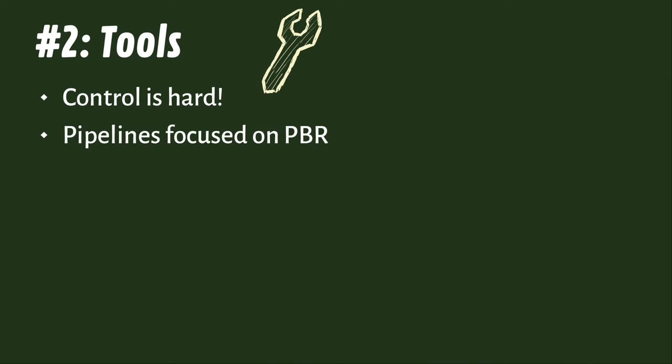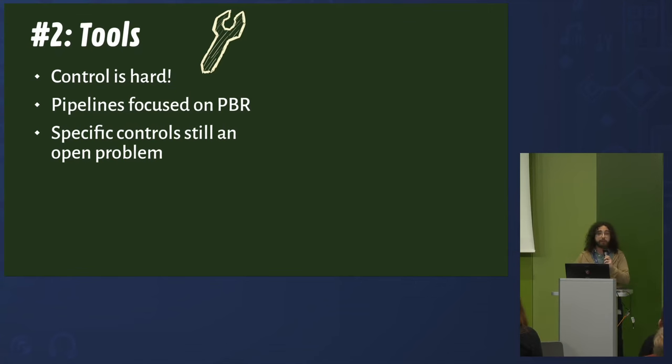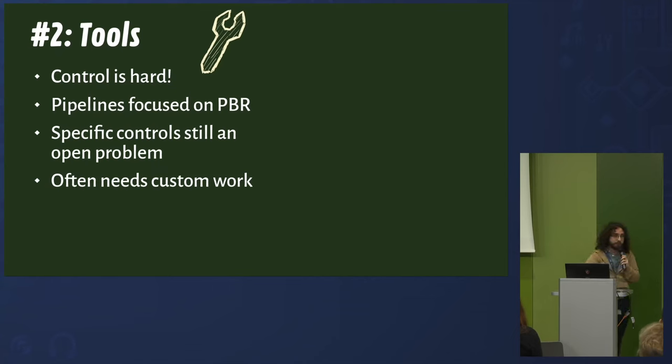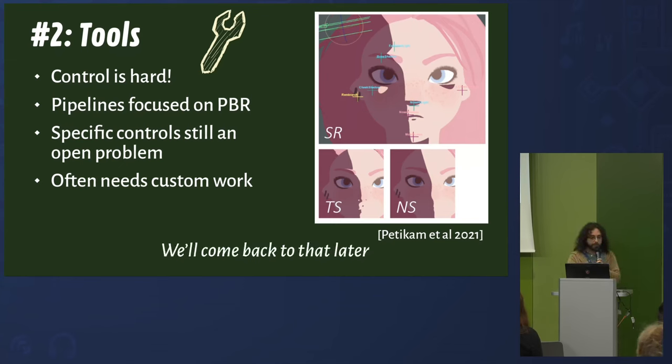Then you have the tools themselves, because, as we can see, control is hard. And a lot of tools are focused on PBR, so they have all this standardized pipeline. So specific controls can be an open problem. For instance, what happens for things that change depending on the perspective, the viewpoint? That means you often need custom work. This is an example with shading. Instead of using the regular toon shading, which is on the bottom left, or some of the normal smoothed version on the bottom, you could actually control that in this example by keyframing it to the right. We'll come back to that a bit later.